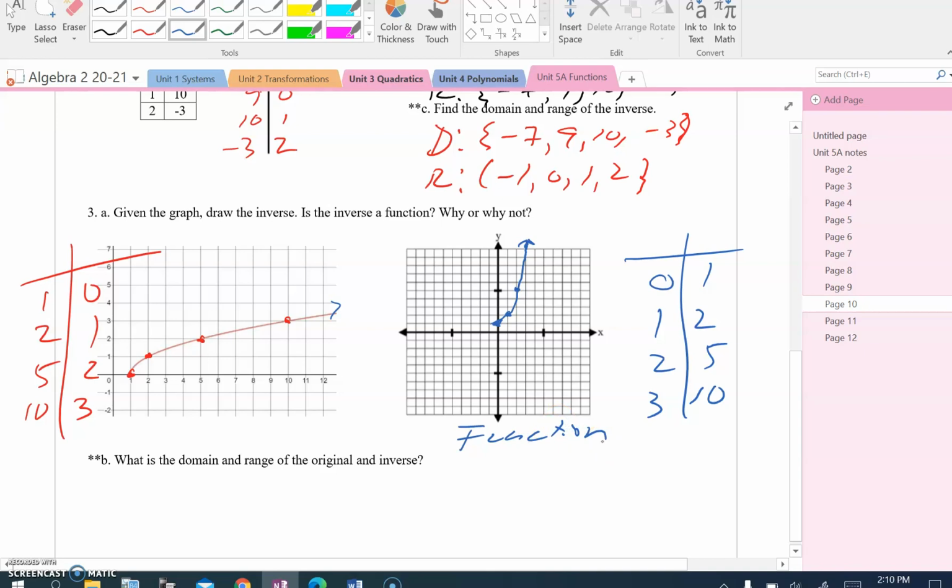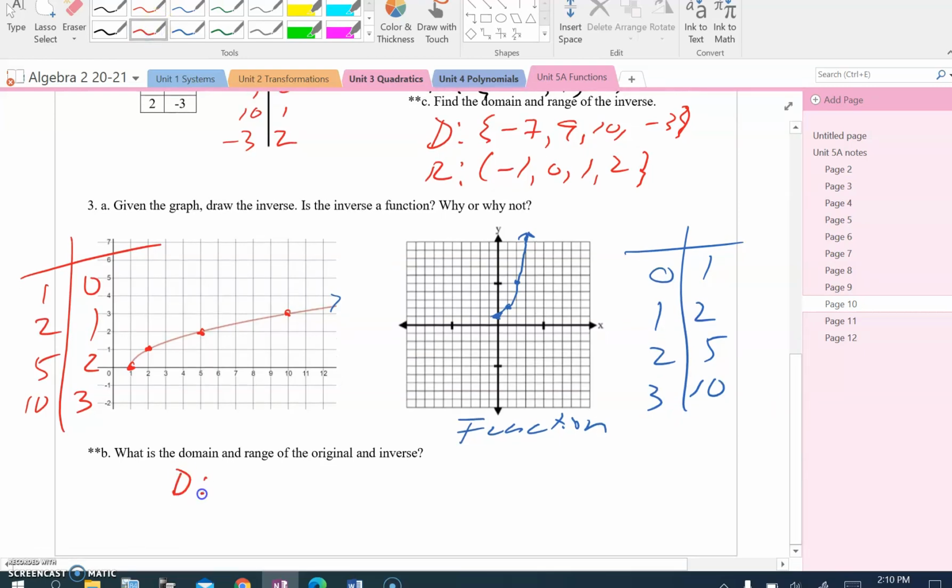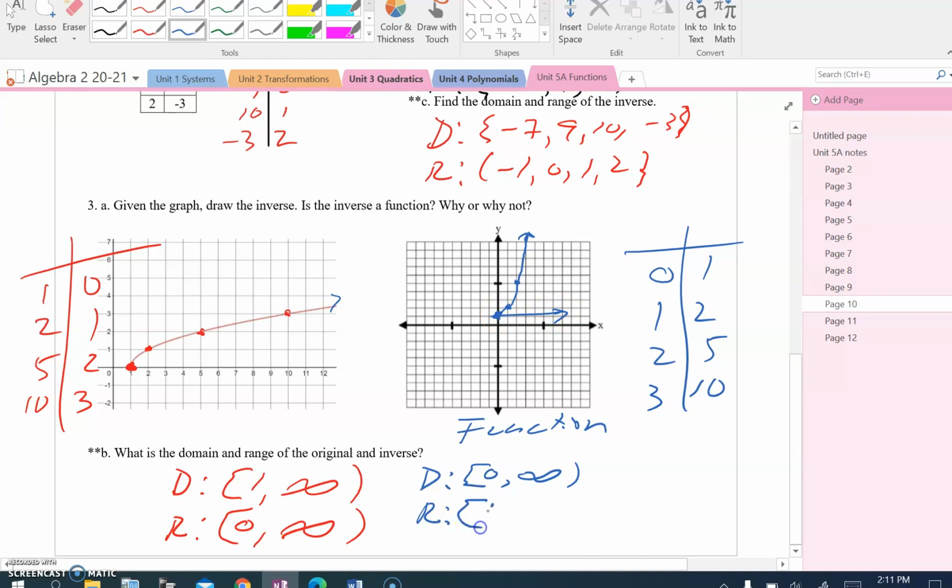What is the domain and range? Okay. So the domain looks like it starts at 1 and goes to positive infinity. The range looks like it starts at 0 and goes to positive infinity. All right, which means that our domain and range for our other one would just flip. So domain is 0 to positive infinity, because we're starting at 0 and going that way. And then the range starts at 1 and goes to positive infinity, which sounds about right because 1 is the smallest y value.